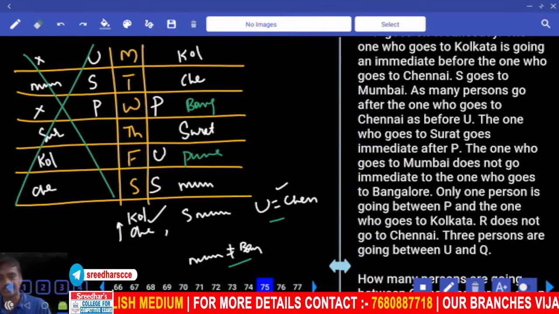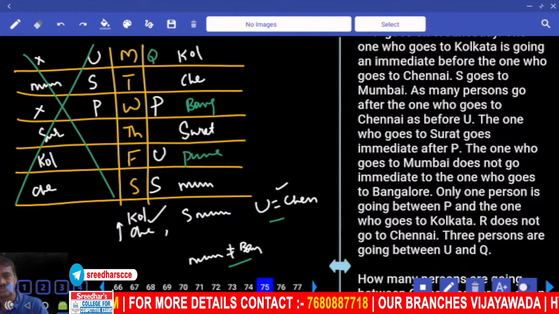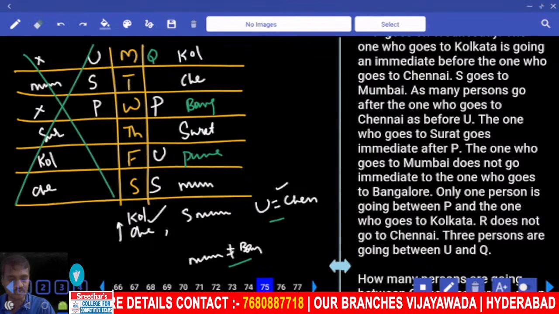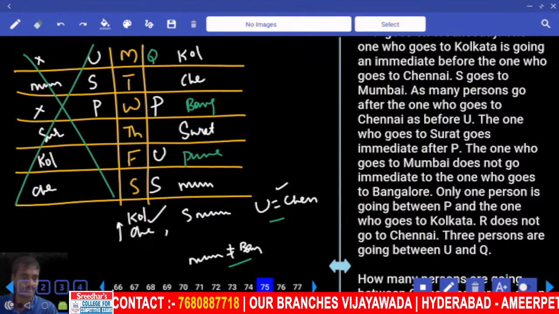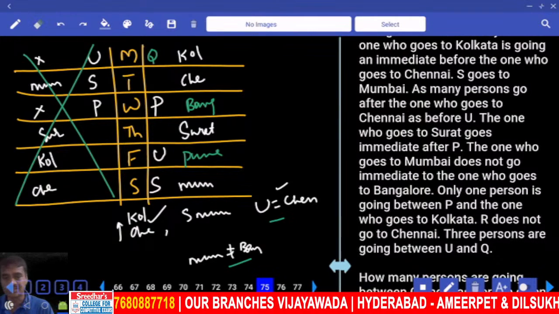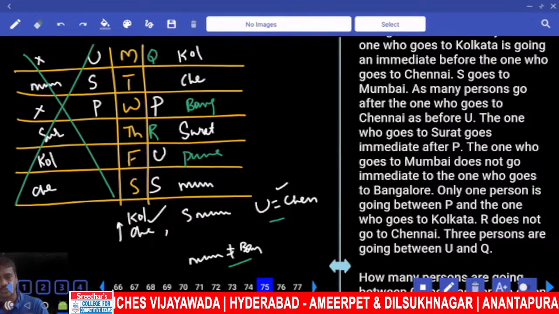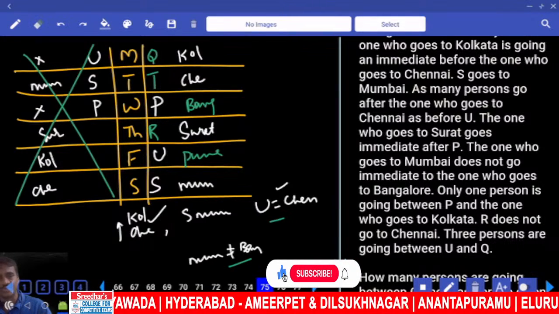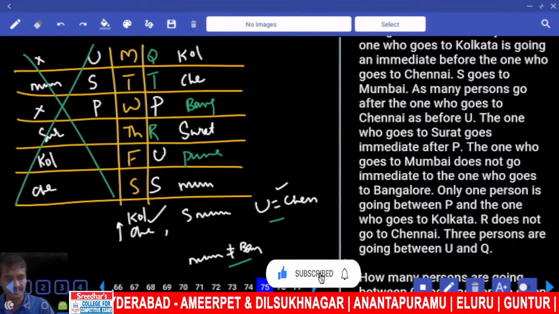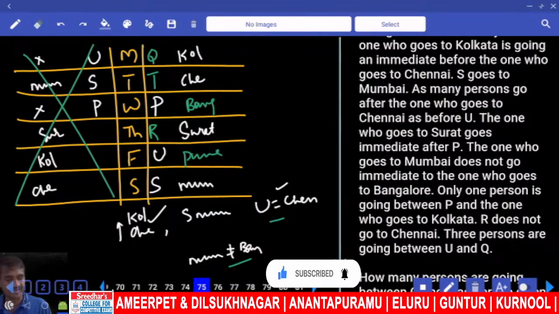Now Mumbai and Bangalore are not adjacent. And 3 persons between U and Q. Now Q must be Kolkata. And there are 2 more persons who are left over. Who are those 2? R does not go to Chennai. R goes to Surat. If R goes to Surat, P, Q, R, S, T and U, T is Chennai. Clear? Now this is from 75 to 79.